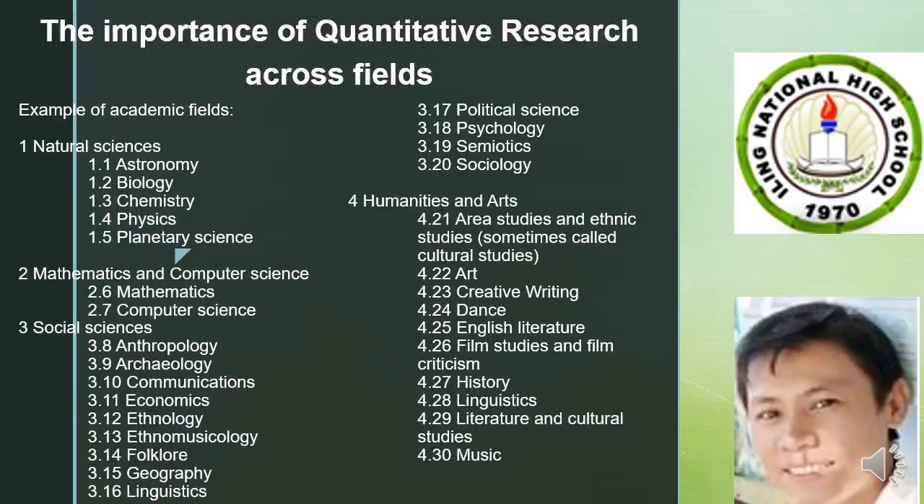So we have different examples of academic fields, no? So we are going to discuss today the importance of quantitative research across these fields. So number one, we have the natural sciences. Under natural sciences, we have astronomy, biology, chemistry, physics, planetary science. So, yan yung mga under ng natural sciences.